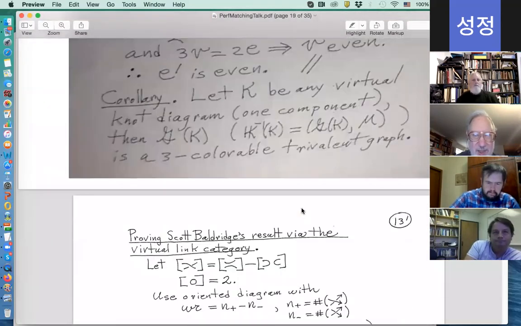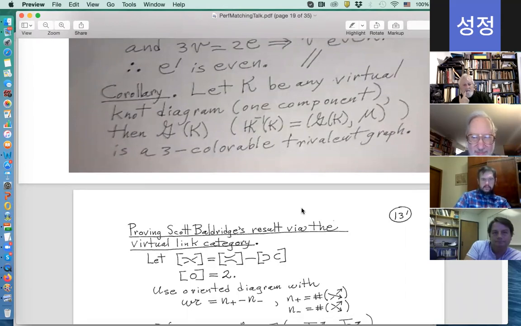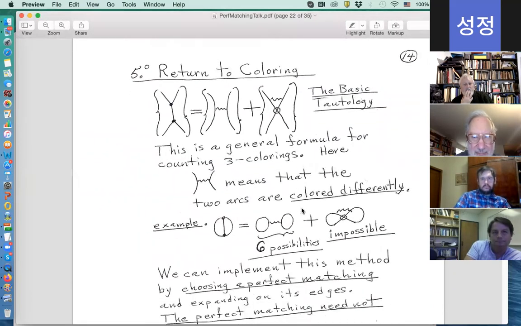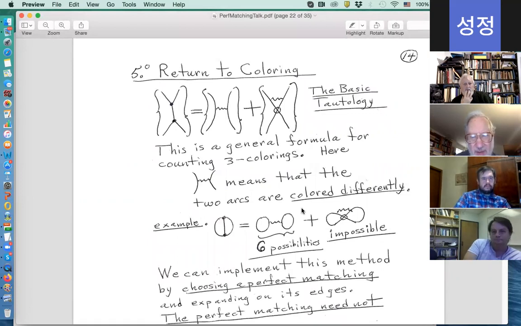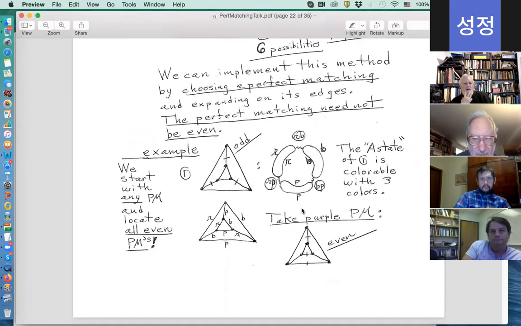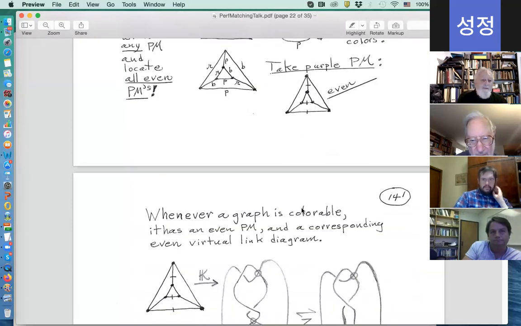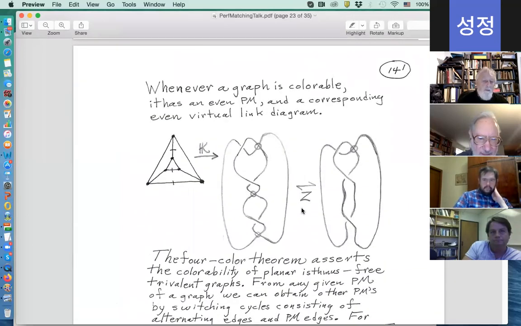Another result is that if you have any virtual knot diagram of one component, then you get a 3-colorable trivalent graph. But if it has more than one component, you can get uncolorables. So those are some examples. As I said, one can think about coloring in general by this kind of association, and when you do that, you can use it to find perfect matchings that are even and so on. Those are all part and parcel of working away at this relationship.